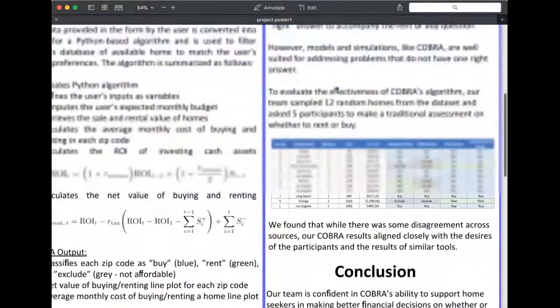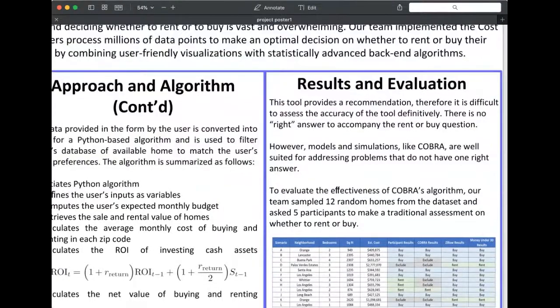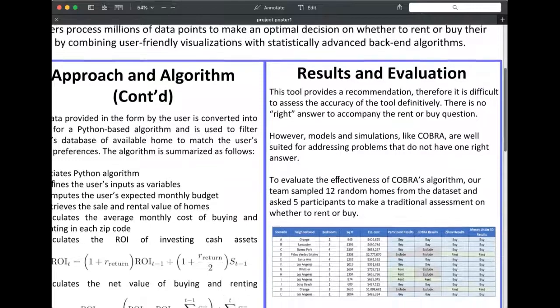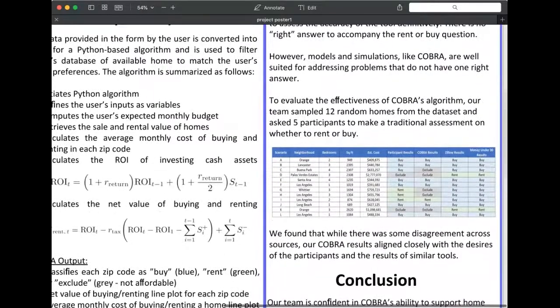While other tools may exist that make similar recommendations, our tool is unique in the way that it integrates visualization and recommendations. Other tools like Money Under 30 only account for total cost and do not take into account net value. Evaluating our results posed a difficult question and an interesting challenge because there is no definitive right or wrong answer to the rent versus buy question.